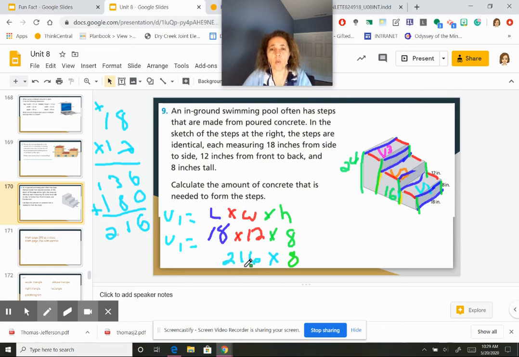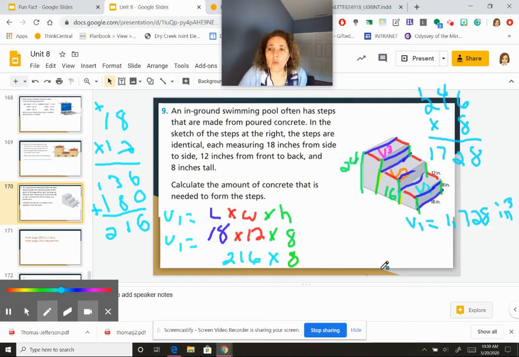So now that we've done it once, we won't have to do it again for the next ones because we've already done that math, because it's going to stay the same. The only thing that's going to change is my height, right? So now I have 216 times 8 to find my volume 1. So go ahead and pause the video and do that, and then come back to me to check your answer.